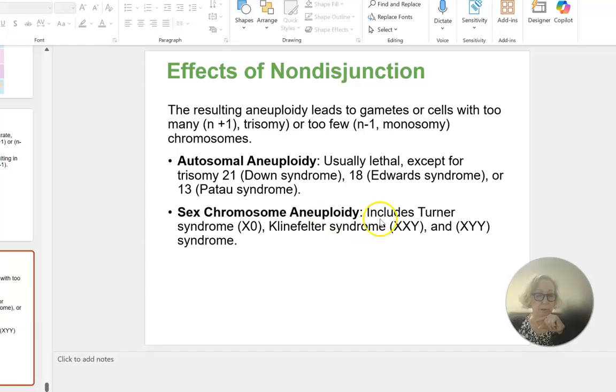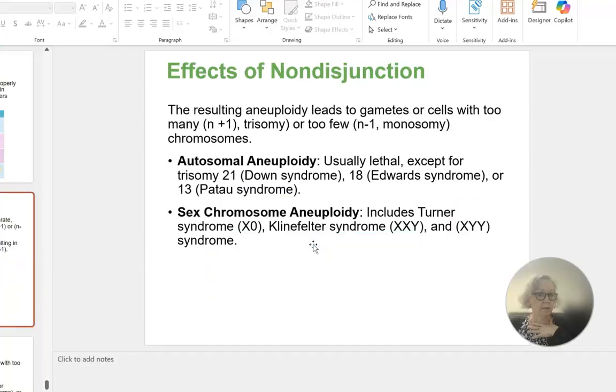Okay, sex chromosomes. This is your Turner syndrome. You only have 1 X chromosome. Or your Klinefelter's. You have 2 X's and a Y. Okay, and that is the end of meiosis.